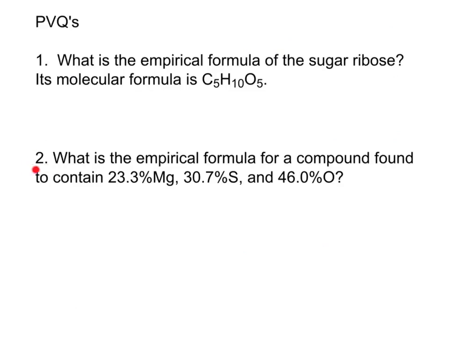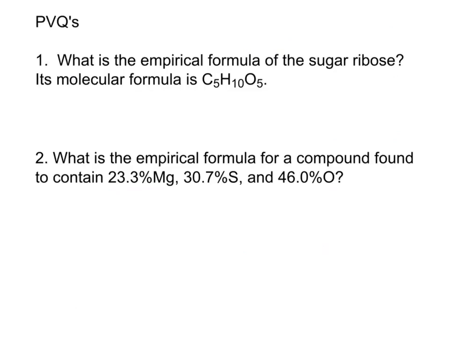The second one is going to require a little bit of calculation. What's the empirical formula for a compound found to contain 23.3% magnesium, 30.7% sulfur, 46.0% oxygen by mass? And again, magnesium, sulfur, oxygen is probably like magnesium sulfate or magnesium sulfite. So that would be kind of what you're going to need to figure out.